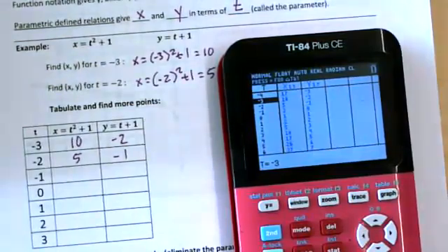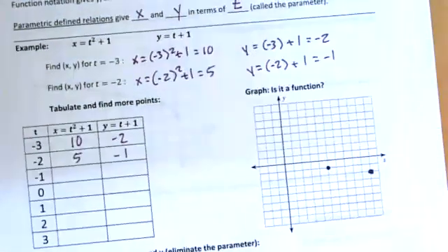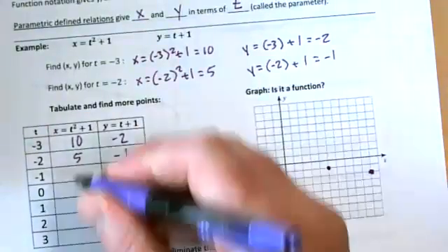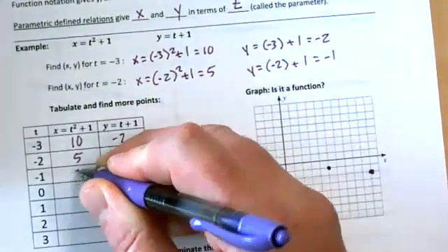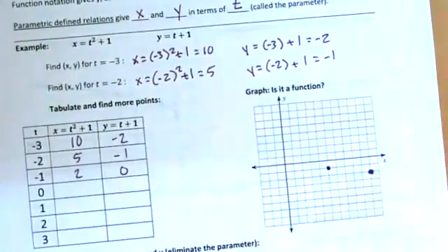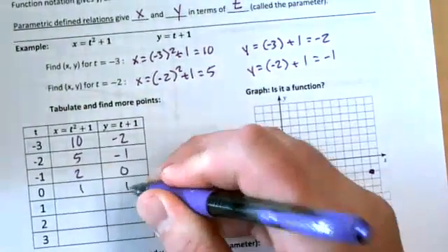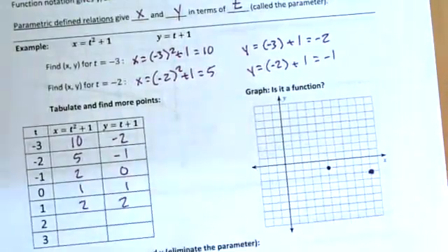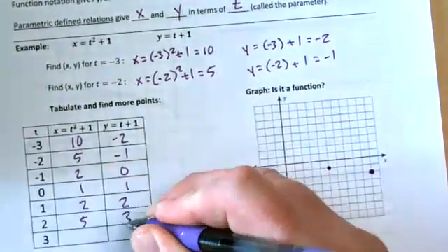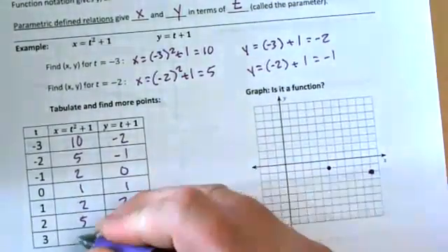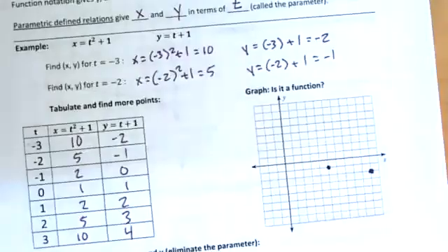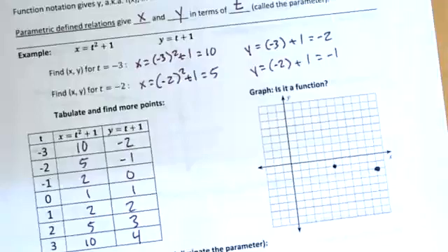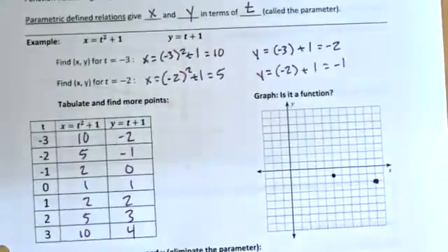All right, let's let the calculator do the rest of this for us. So I'm just copying these values off of my calculator. We got 2, 0, 1, 1, 2, 2, 5, 3, and 10, 4. And we'll graph those. Let me know if you have any calculator issues that I can help with.